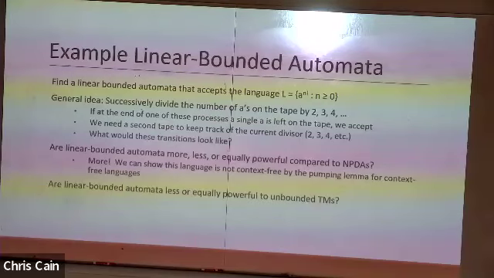How about unbounded Turing machines? Are linear bounded automata more or less or equally powerful compared to unbounded Turing machines? Equally. Who thinks they're more powerful than unbounded Turing machines? Less powerful than unbounded Turing machines? Equally powerful to unbounded Turing machines? The answer is actually less.